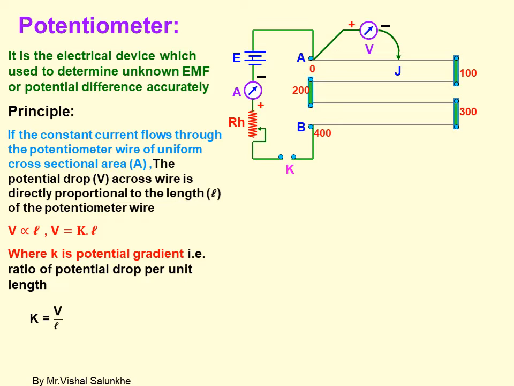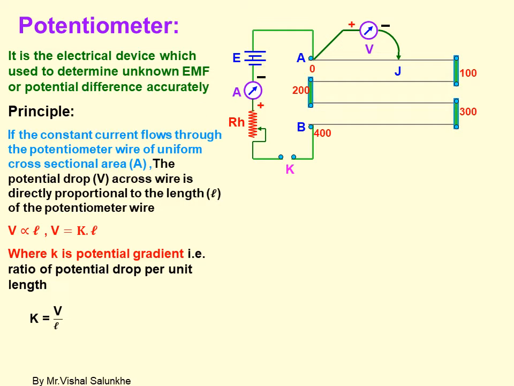So in order to measure the potential drop, or what amount of potential is going to decrease or drop due to flow of current, we have to measure with the help of one voltmeter. It's connected across jockey J. As we have discussed in previous lecture, jockey is the slider which you have to use to touch the manganese wire, isn't it? So once again, what is potentiometer? It is the electrical device which is used to determine unknown EMF or potential difference in the circuit accurately.